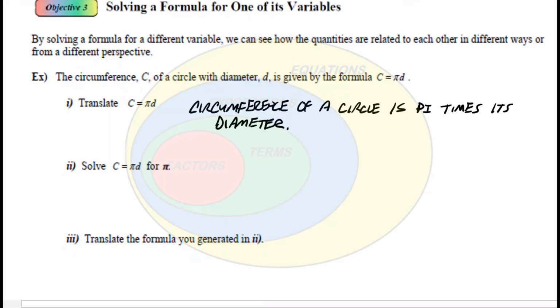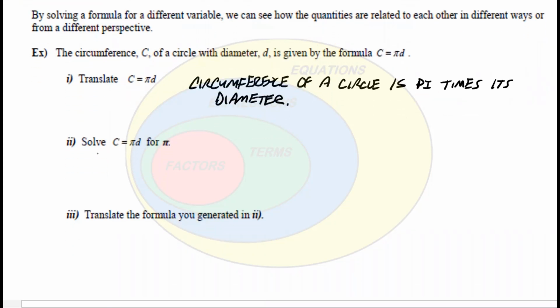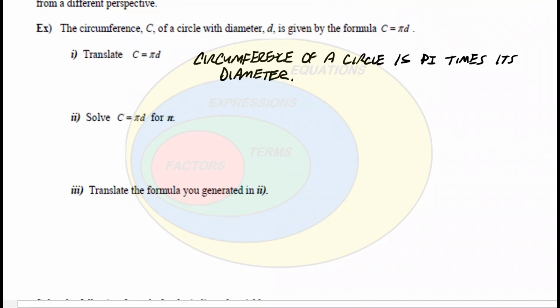So if we solve this for pi, then I need to think of it in terms of composition. If we solve for pi, then the goal, and I'll just write this over here a little bit bigger, I get C equals pi times d. So my goal when I want to solve for pi is to get just pi by itself on one side.